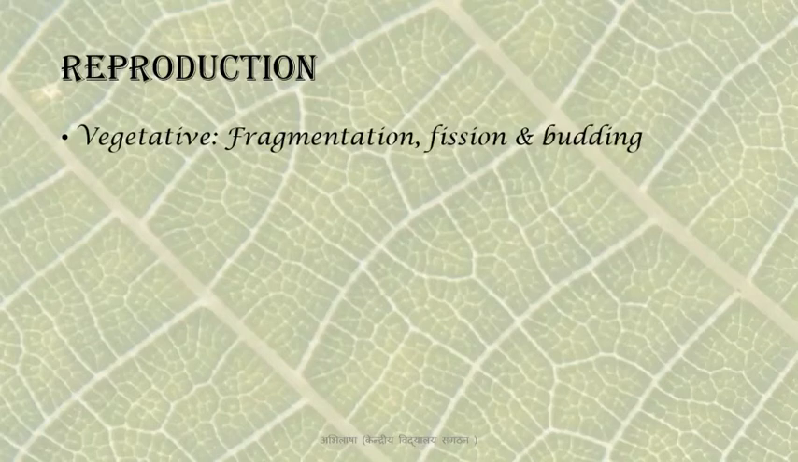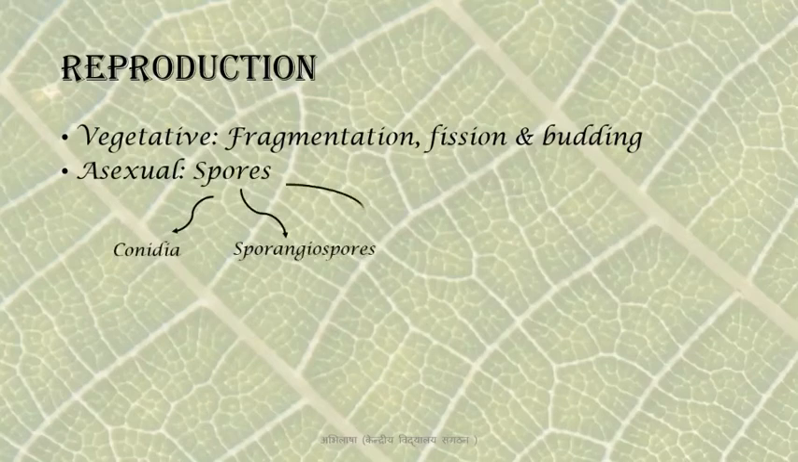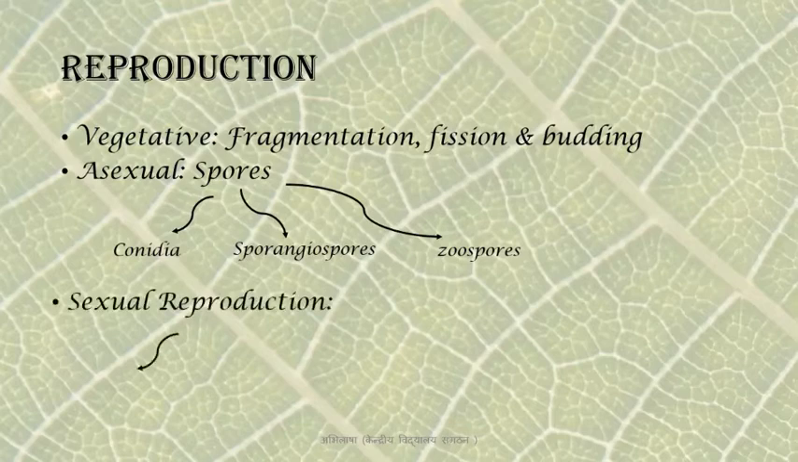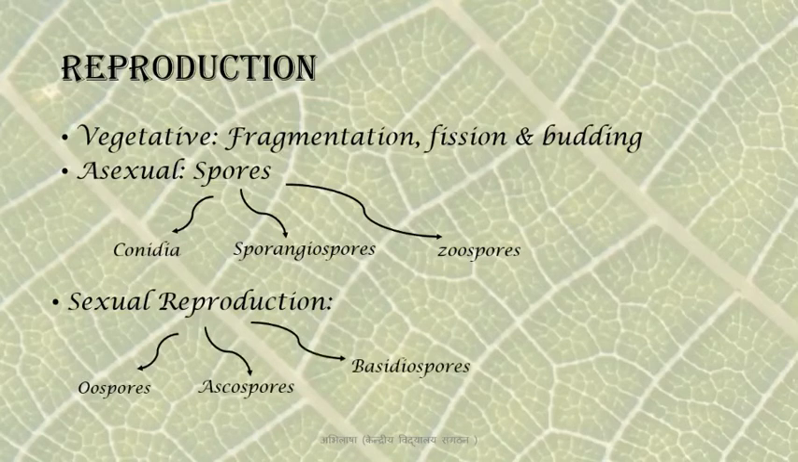Reproduction in fungi occurs by three means: vegetative, asexual and sexual. Asexual reproduction occurs through spores. Three types of spores are generally seen: conidia, sporangiospores and zoospores. Sexual reproduction occurs through oospores, ascospores and basidiospores.